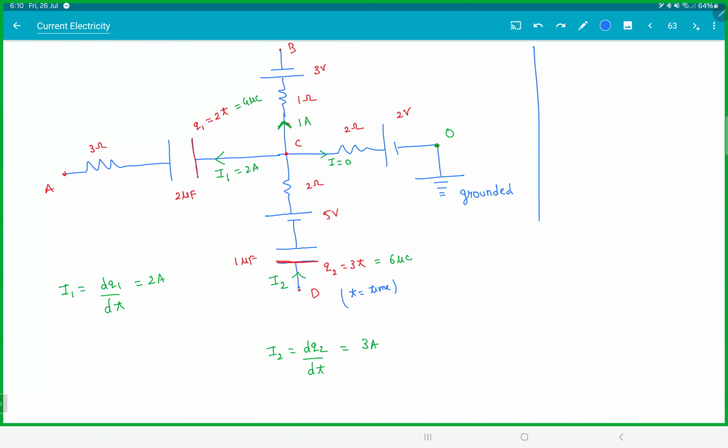Let's go from C to 0, VC. Then I'm going 0 into 2. Then I'm going minus 2 is equal to 0. VC is 2.